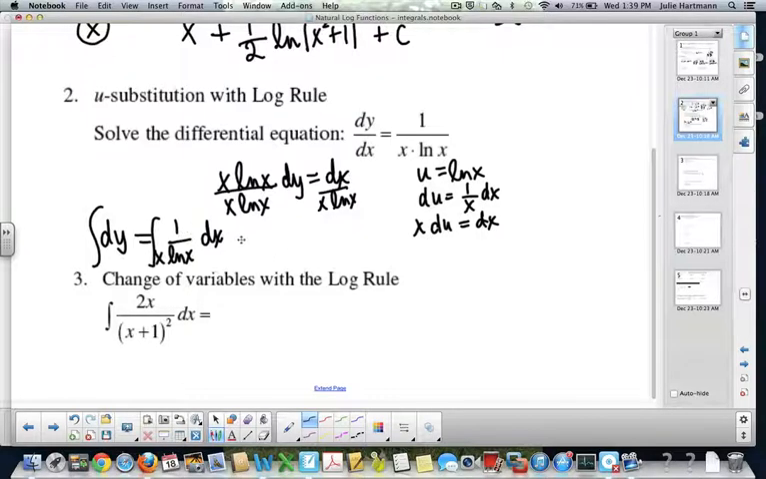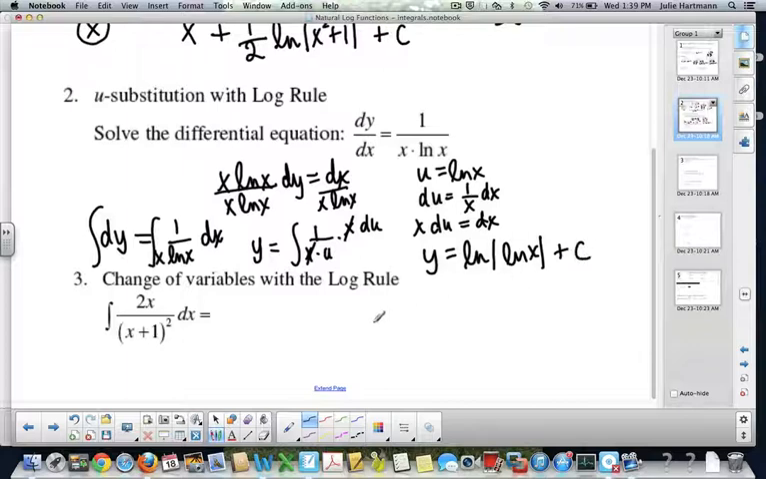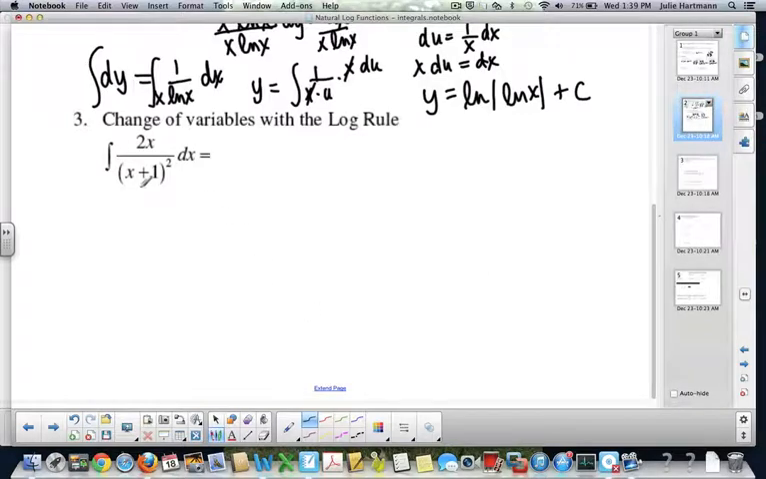So the integral of dy is y. Here you're going to have 1 over x times u times x du. That x cancels. Okay, so the integral of 1 over u is ln of the absolute value of u. u is ln of x, plus c. Okay, so yes, this is more practice with u substitution. Okay, all using ln of x.